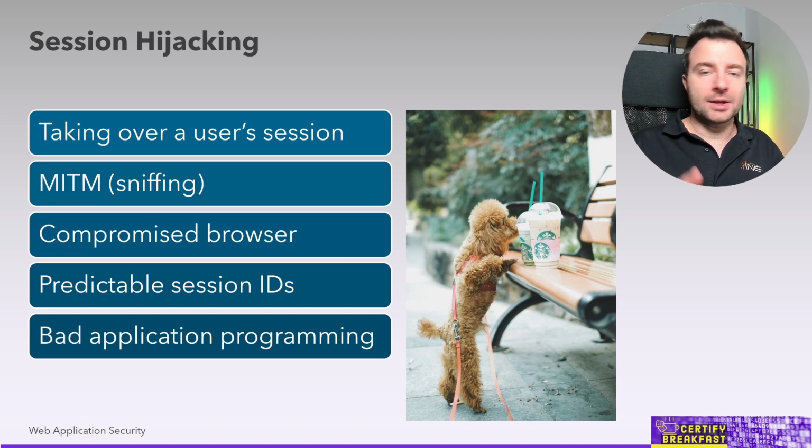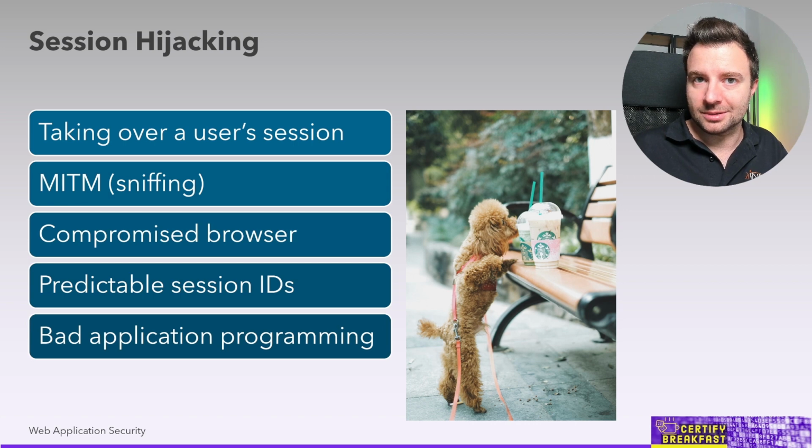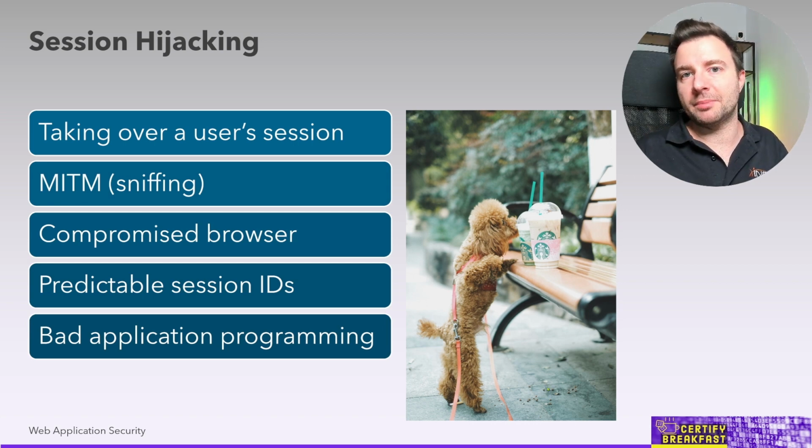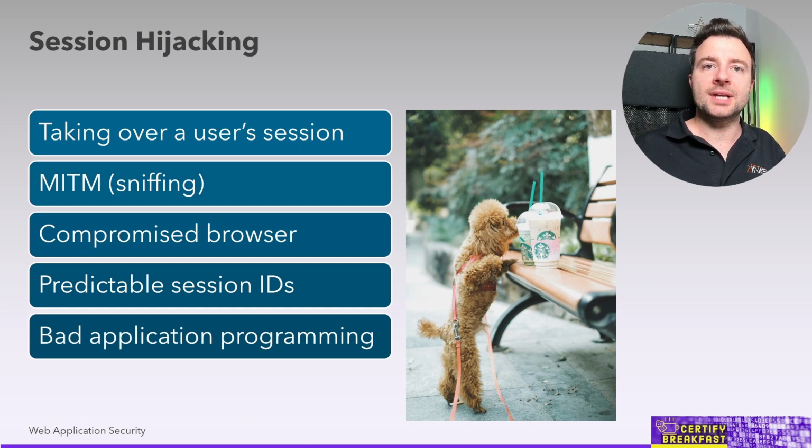Predictable session IDs, just like we talked about before, are situations in which those sessions are badly generated and the attacker doesn't even have to steal it. They can simply try to generate it again or guess it, based on the fact that they know how those session numbers were generated. And bad application programming might be simply errors in the code or situations that weren't accounted for during the application development.